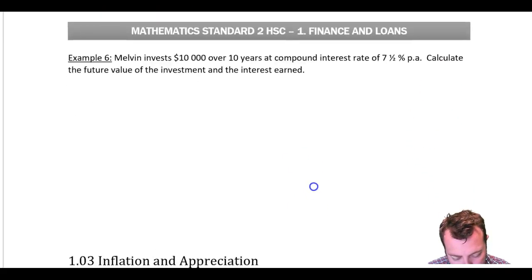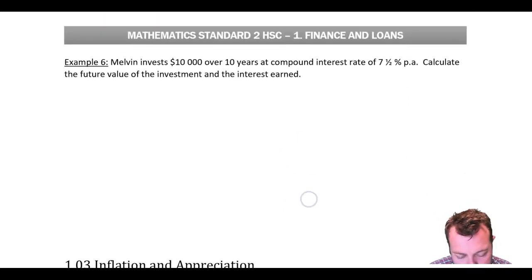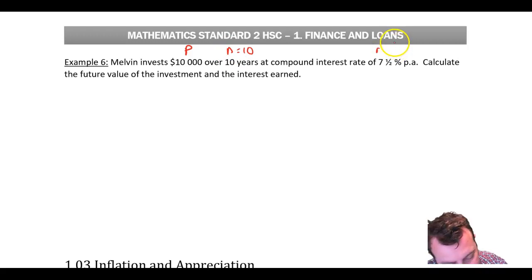Okay, now, one last example here, and we will be done. Melvin invests $10,000, 10 years, compound rate, 7.5% per annum. Calculate the future value of the investment and the interest earned. Okay, this is nice and straightforward. That's my principal. My compounding frequency doesn't say, so we're going to assume that it's annual. Okay, so n equals 10. My rate, we can say it's 7.5 over 100.